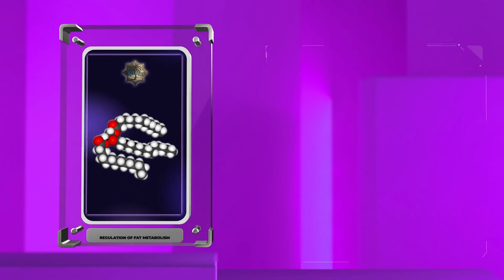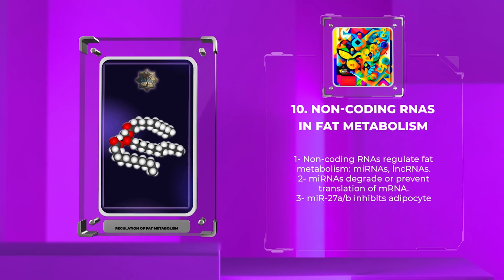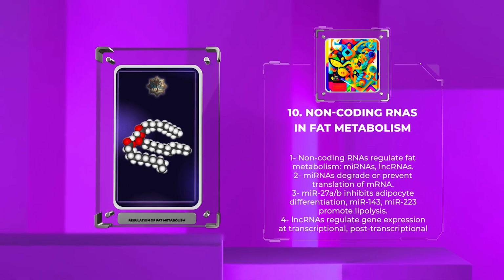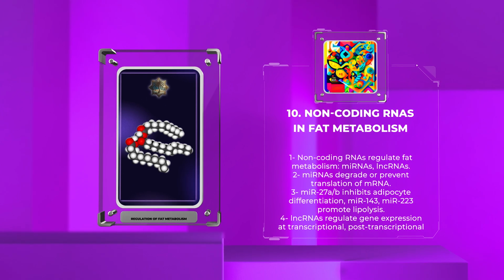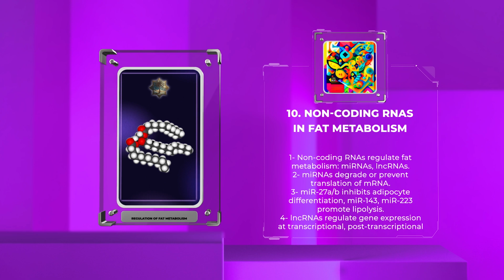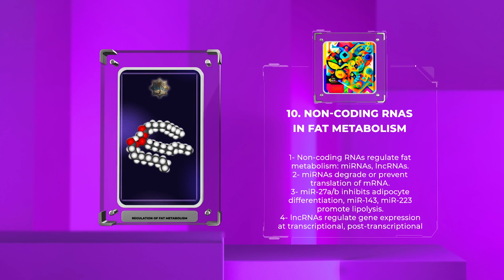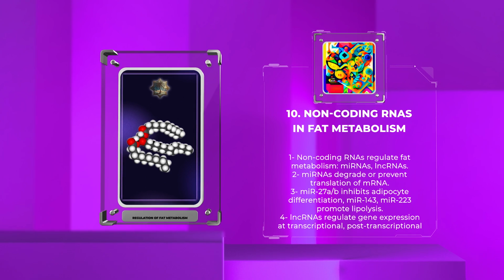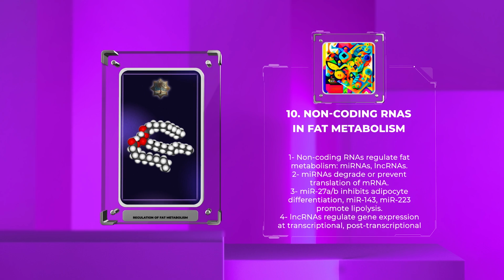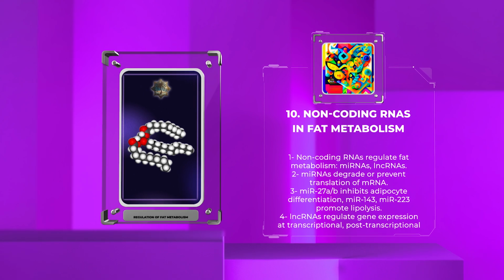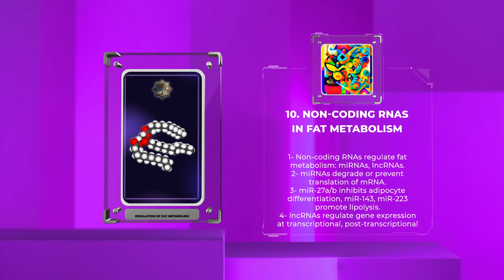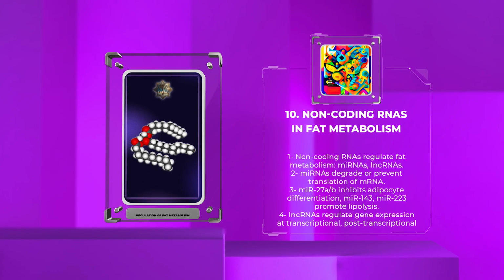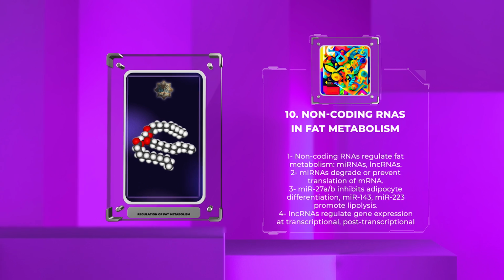In this section, we will explore the role of noncoding RNAs, specifically microRNAs, miRNAs, and long non-coding RNAs, lncRNAs, in regulating fat metabolism. miRNAs can bind to messenger RNA molecules and degrade them or prevent their translation, thus influencing processes like adipocyte differentiation and lipolysis. For instance, miR-27a/b inhibits adipocyte differentiation by targeting PPARgamma, while miR-143 and miR-223 promote lipolysis.